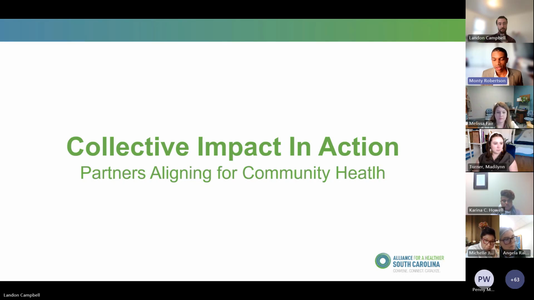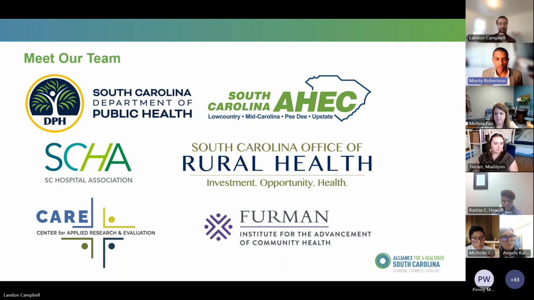So real quickly, before we get into the bulk of our meeting and why we're here today, I want to give you an overview of the statewide effort to align efforts and how we're doing this. Next slide. We're partnering with several organizations to build out this capacity and infrastructure, which I'll go through in those 4 objectives. But as you can see, it really takes a big group of people in different organizations to make this happen. We have South Carolina DPH, the Hospital Association, Center for Applied Research and Evaluation, SCAHEC, the Office of Rural Health, and Furman University's Institute for the Advancement of Community Health as our key partners in this work. Next slide.